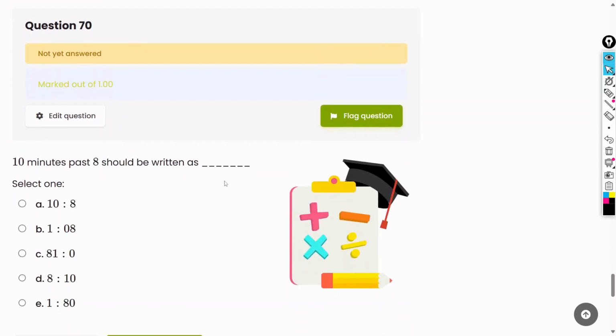10 minutes past 8 should be written as... 10 minutes past 8 means first there's 8 o'clock, and then 10 minutes past it, or 10 minutes after it. So it means we should add 10 minutes to 8 o'clock. That should be 8:10. And that is right here.